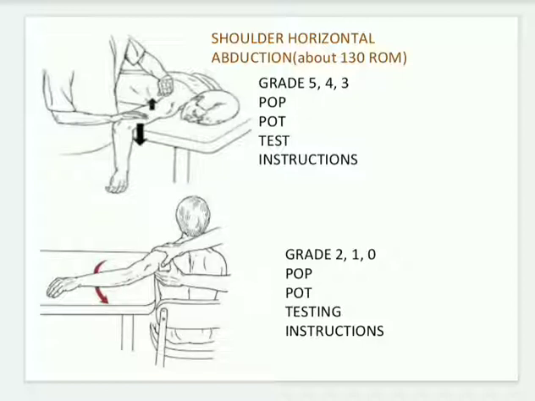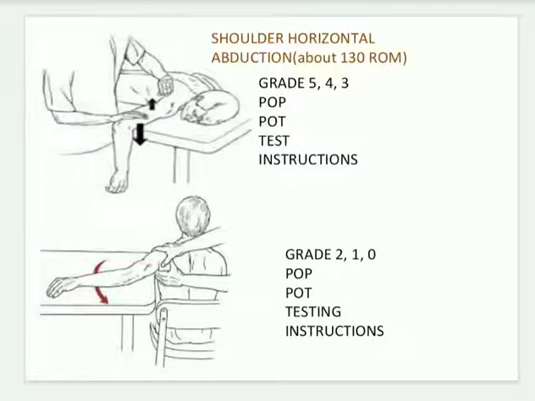For 2, 1, 0, for grade 2, always remember, it is gravity eliminated plane, that is, in a sitting position, with the therapist standing. The testing is that he tries to move the arm. And the instructions: move the arm backward and forward, as shown in this picture. Grade 2 is your gravity eliminated plane. 1 is your flicker of contraction.